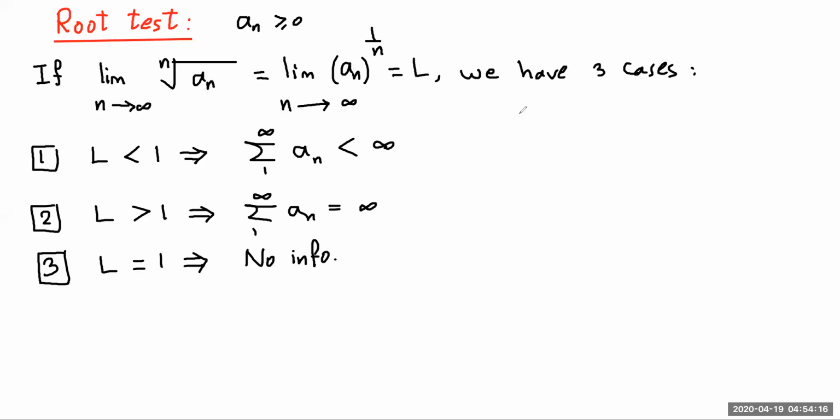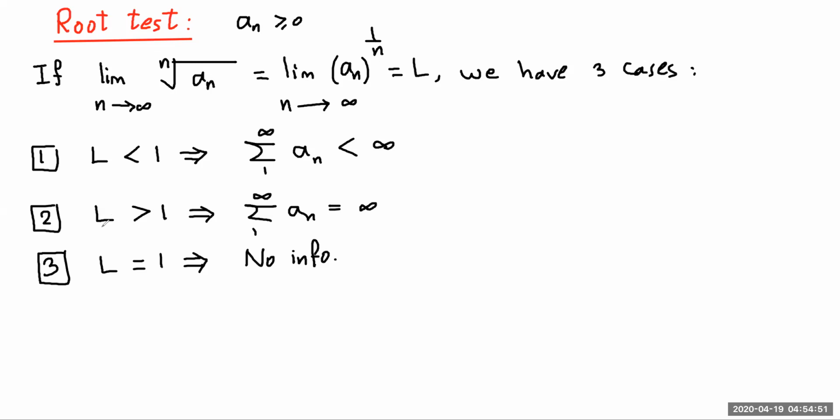Root test for positive series. Let's suppose that the limit of the nth root of a_n equals L when n goes to infinity. Then we have three cases. If L is less than 1, then the series converges. If L is bigger than 1, the series diverges.